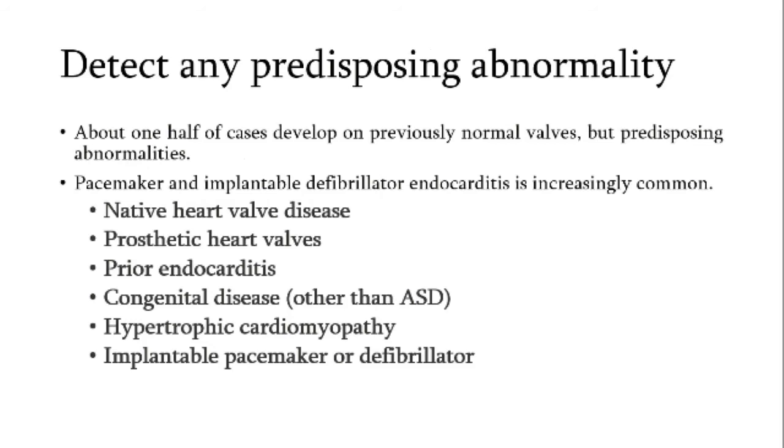Then, the next step is to detect any predisposing abnormality, because about half of cases develop on previously normal valves, but the predisposing abnormalities must be searched for. Nowadays, there are a lot of pacemakers and implantable defibrillators implanted, so endocarditis is increasingly common. Some examples of predisposing abnormalities are native heart valve disease, prosthetic heart valves, prior endocarditis, congenital diseases other than ASD, hypertrophic cardiomyopathy, and of course implantable pacemakers or defibrillators.